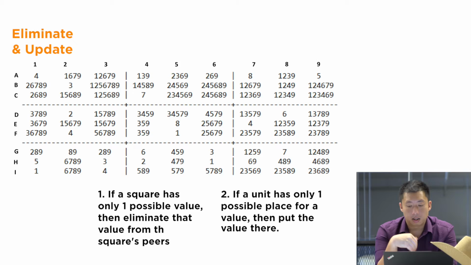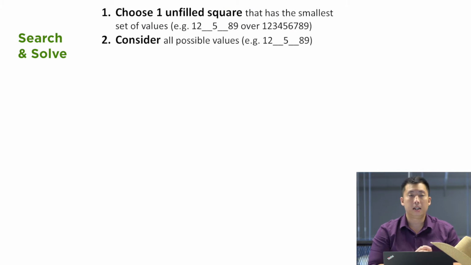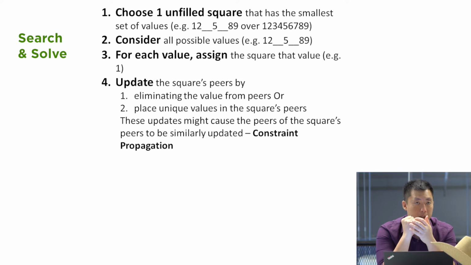Let's get set. And we choose one unfilled square that has the smallest set of values, right? For that, then we consider all the possible values in that square. We take one possible value, and then we assign the square that value. Now, remember what we did earlier? Eliminate and update. That's what we do now. We do it for this square's peers, and we do it for the peers of the square's peers. Why? Because a small change could create a ripple effect down the line, and this is known as constraint propagation.